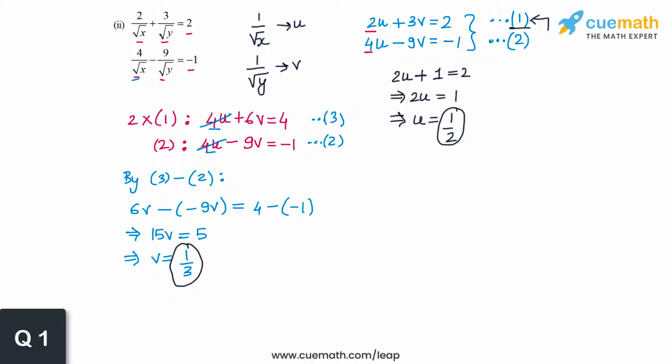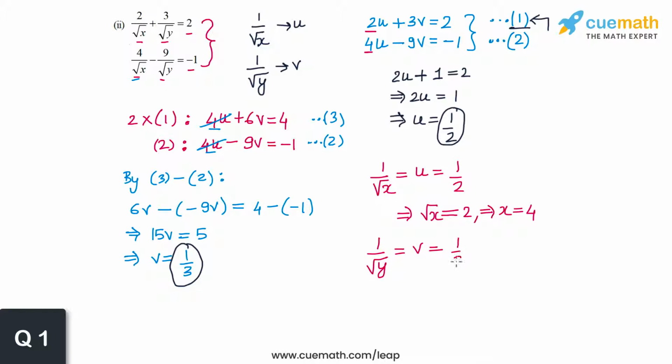but we need to find the values of x and y because the original pair of equations was given to us in the variables x and y. So we have 1 by root x is equal to u, which is equal to half, and from here we can say that root x is equal to 2, and this means that x is equal to 4 just by squaring this relation. And similarly we have 1 by root y equal to v, which is equal to 1 by 3, and this means that root y is equal to 3, and hence y is equal to 3 square or 9. So our final answer, the values of x and y that satisfy this pair of equations, is x is equal to 4 and y is equal to 9.